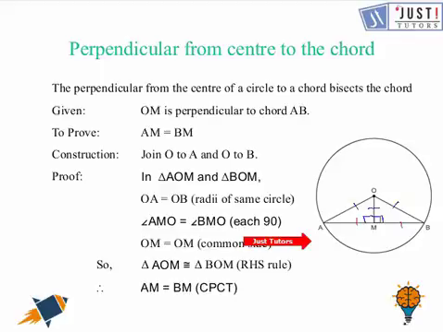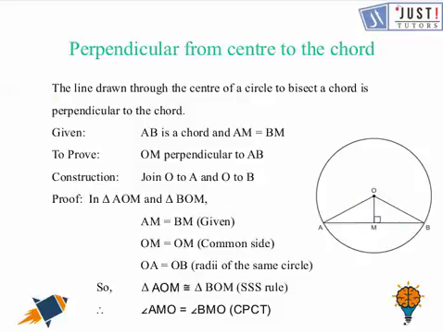So by RHS rule, that is right angle, hypotenuse and side, we have triangle AMO congruent to triangle BMO. Now by CPCT, that is corresponding parts of congruent triangles, we have AM equals BM. Hence we have proved that the perpendicular from the center of a circle to a chord bisects the chord.